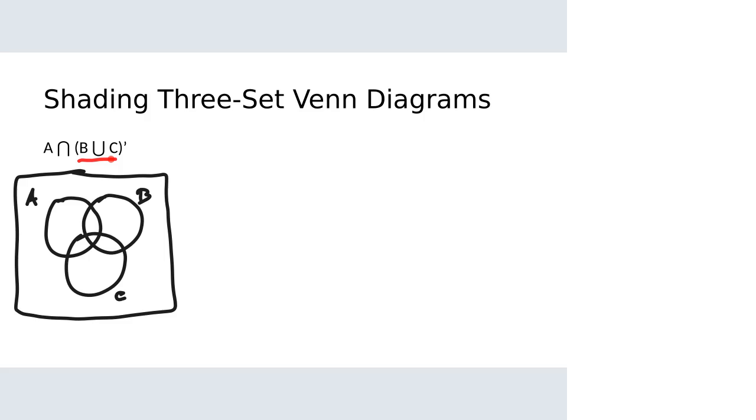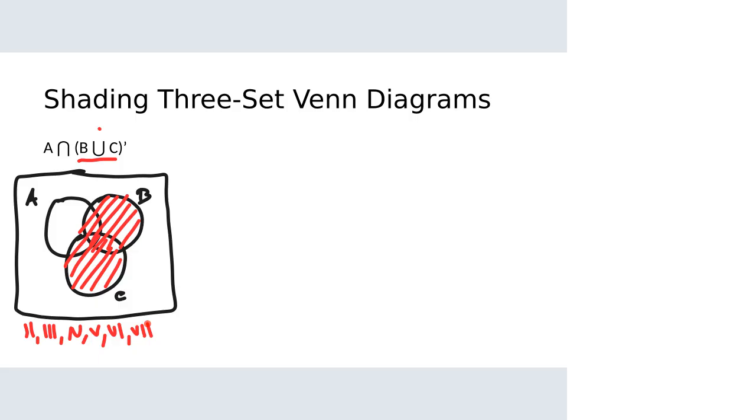So B union C, union tells me we're going to join those together. So I'm going to shade set B. And because I'm going to join this with set C, I'm going to go ahead and shade set C in the same direction. So what I've got so far is B union C. You don't have to do this, but if it helps you, you can jot down what you've shaded so far. It's regions 2, 3, 4, 5, 6, and 7. You don't have to do that. But if it helps you, great, do it.